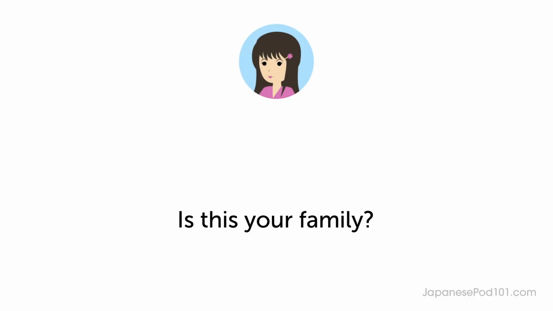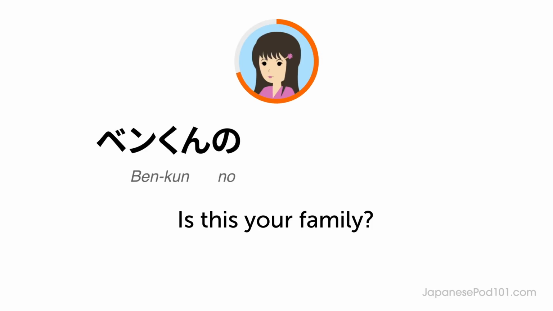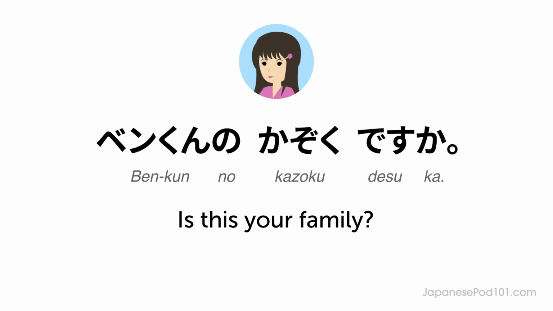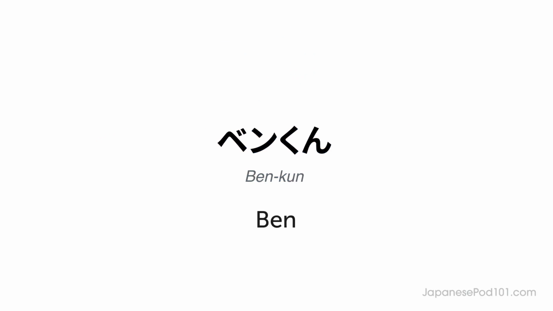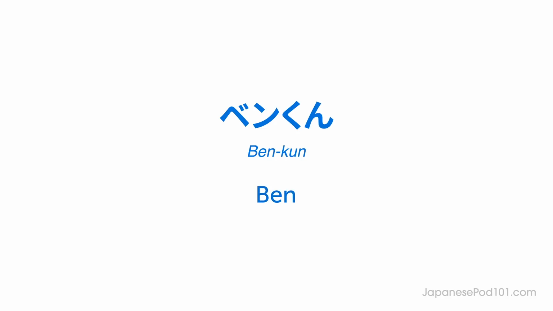Let's take a closer look at the conversation. Do you remember how Hana asks, "Is this your family?" ベン君の家族ですか? First is ベン君, Ben. This starts with Ben's name in Japanese. After this is 君, a suffix attached to a person's name.